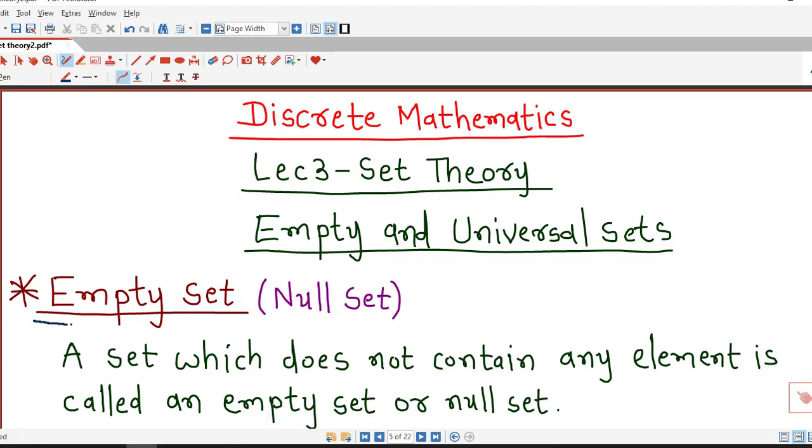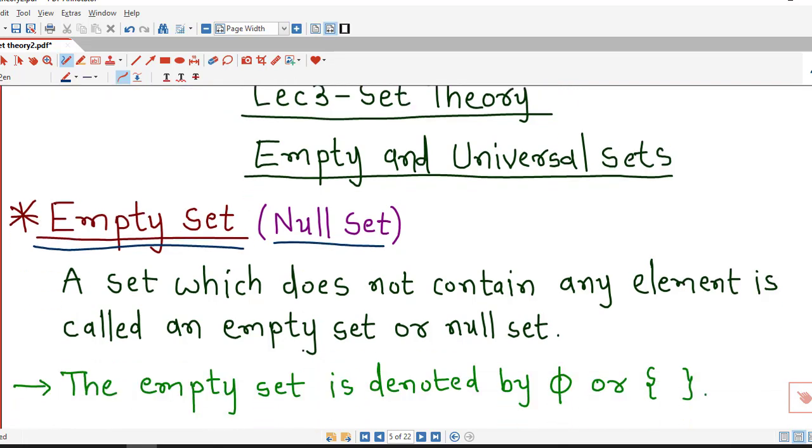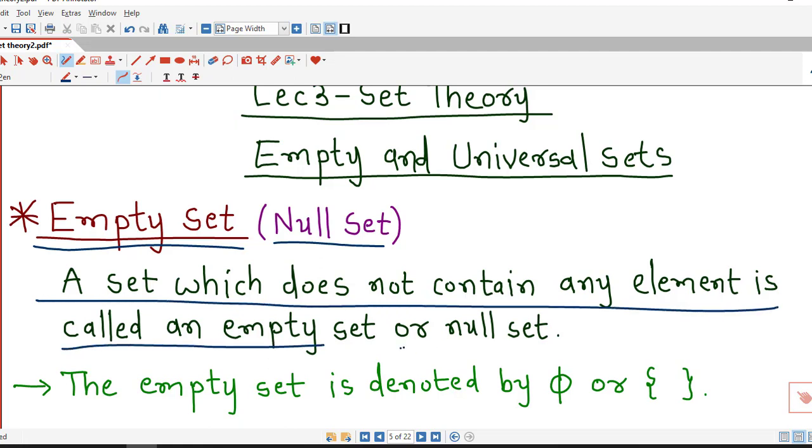As we are familiar, an empty set is a set which contains no elements. A set which does not contain any element is called an empty set or null set. Another name for the empty set is the null set, and this is the notation for it. It is denoted by the symbol phi, or we can denote it by writing braces with no element in them. So this is another notation for the empty set.